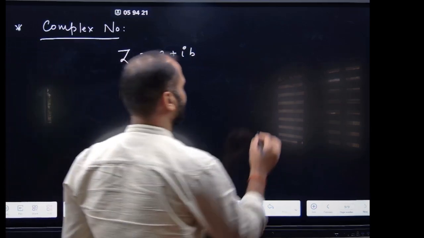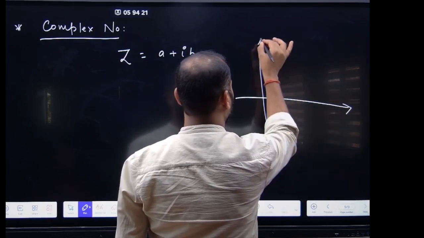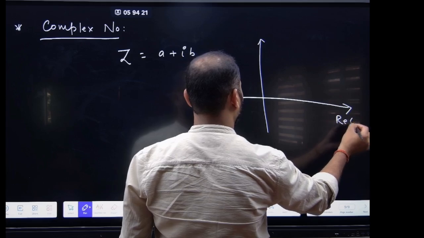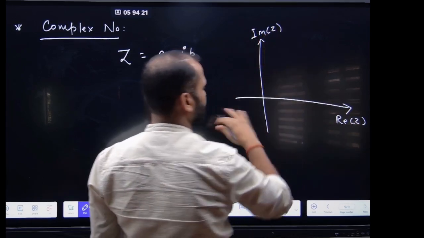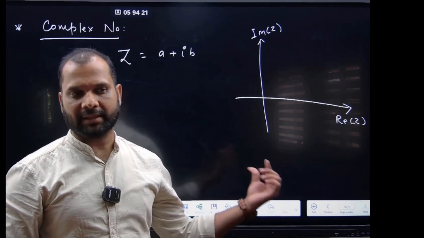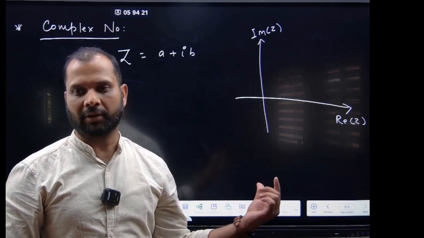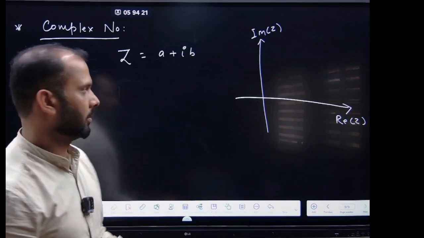If I represent this in the complex plane, just see how to represent that in the complex plane. This is the real part of Z. This is the imaginary part of Z. So, always like x axis, y axis will be there, no? In the complex number, the x axis we will be writing as the real part of the complex number, and the y axis we will be writing as the imaginary part of the complex number.